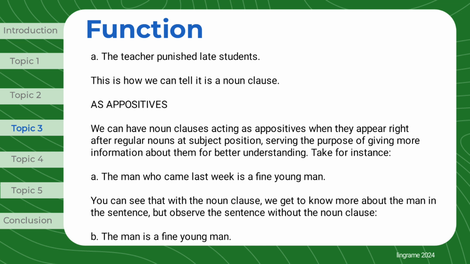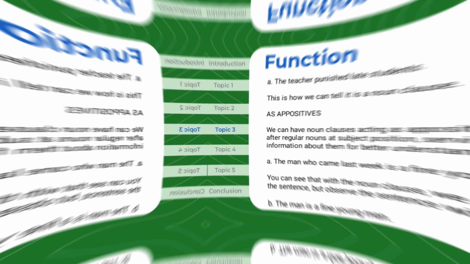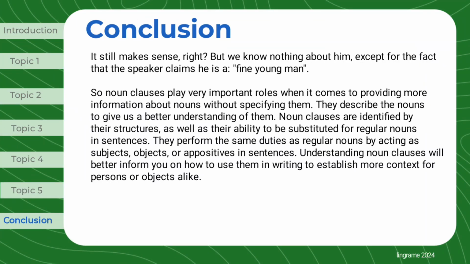As appositives. We can have noun clauses acting as appositives when they appear right after regular nouns at subject position, serving the purpose of giving more information about them for better understanding. Take for instance, the man who came last week is a fine young man. You can see that with the noun clause, we get to know more about the man in the sentence, but observe the sentence without the noun clause. The man is a fine young man. It still makes sense, right? But we know nothing about him, except for the fact that the speaker claims he is a fine young man.